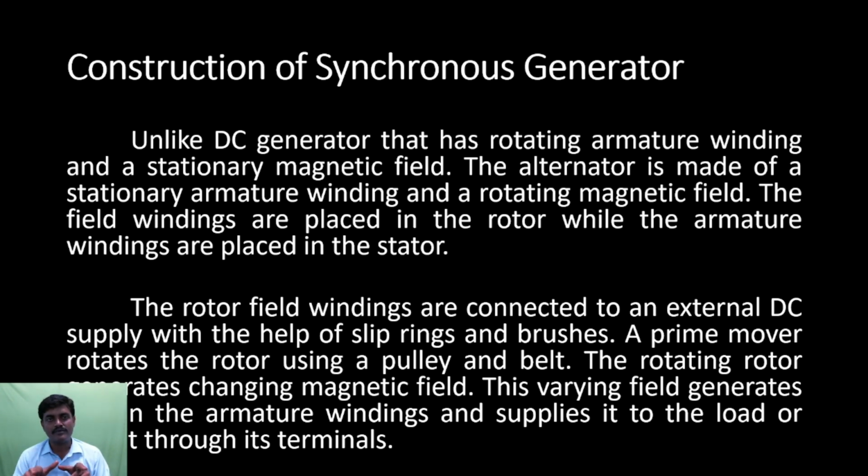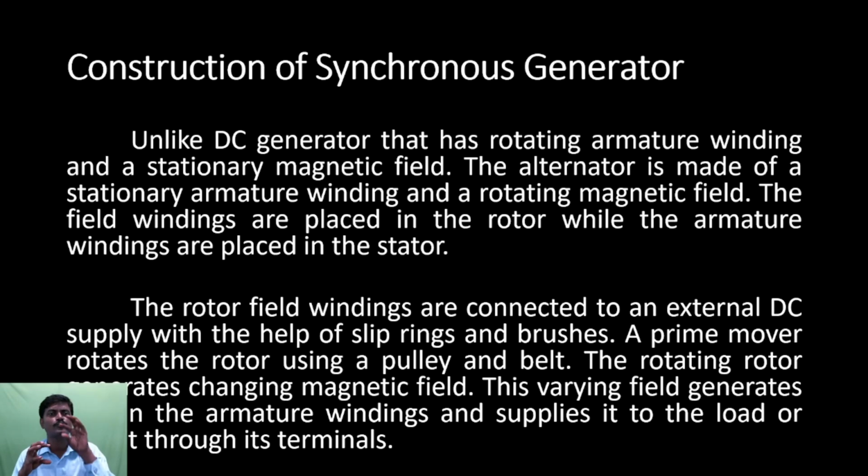So the constructional details we will discuss one by one. The rotor field windings are connected to an external DC supply. I already told you that in the field winding only we inject some amount of current to the machine. So the field coil in the alternator is in the rotor. The rotor field windings are connected to an external DC supply in order to produce a magnetic field. In the working principle we will discuss this in detail, with the help of slip rings and brushes.